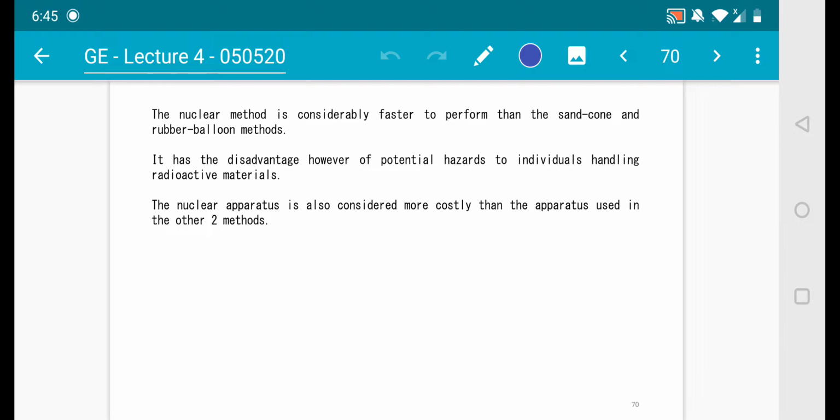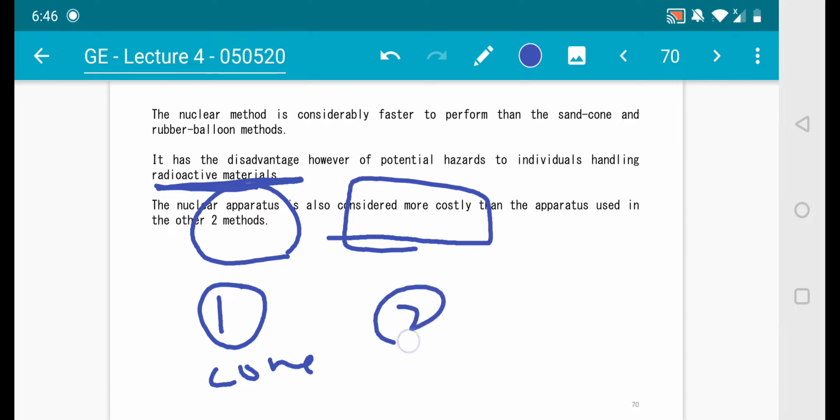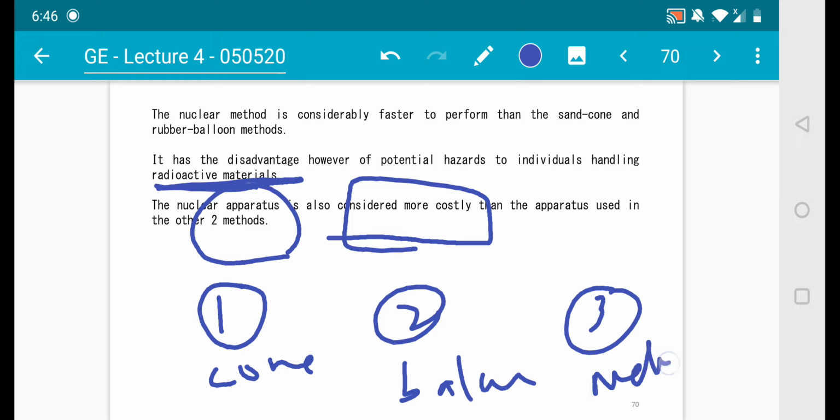Now what's the disadvantage of this? It has the disadvantage, however, of potential hazards to individuals handling radioactive materials. The nuclear apparatus is also considered more costly than the apparatus used in the two methods. One method uses the cone replacement, the second uses the balloon, the third uses the nuclear approach.